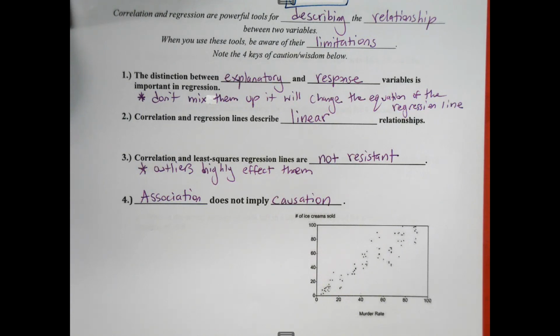There are other things that are lurking in the background, such as temperature, the fact that when it gets hotter out, more people are out and about, and also when it gets hotter out, more people tend to buy ice cream. So there could be some underlying factors. So even though these look like they are related, it doesn't mean that one causes the other.